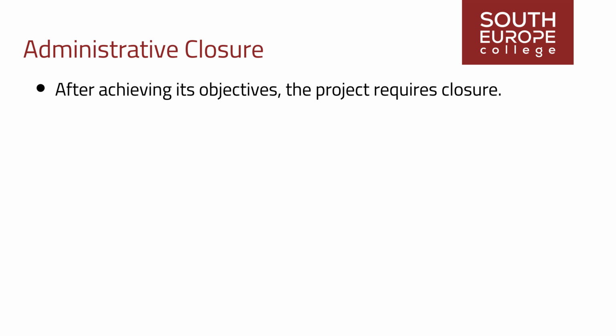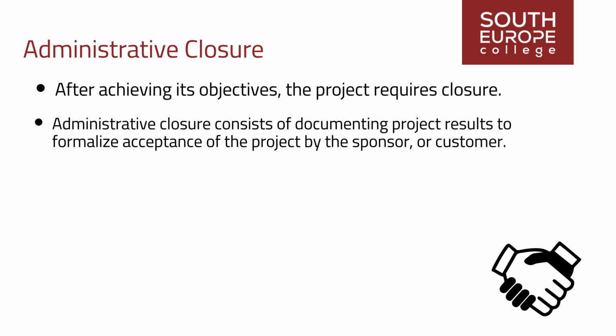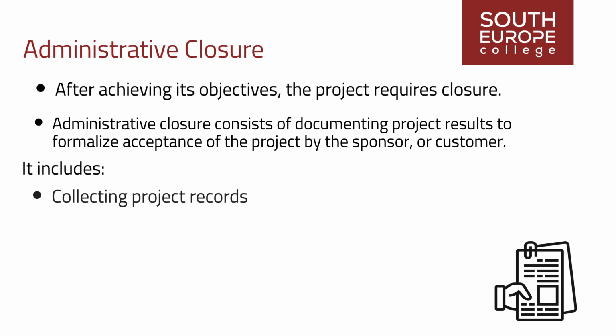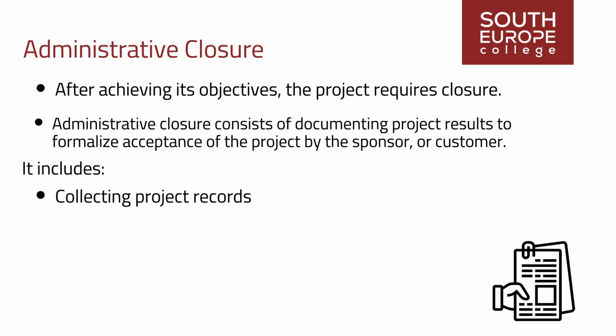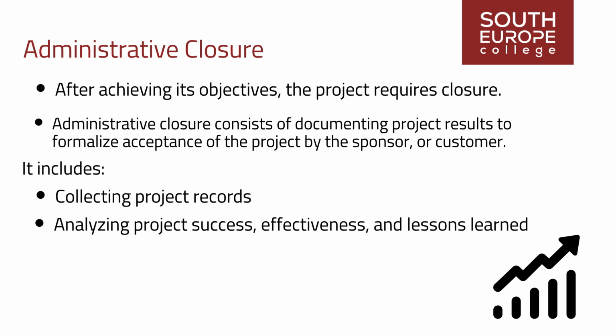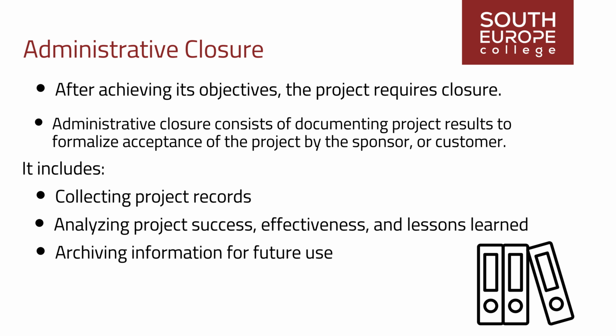After achieving its objectives, the project requires closure. Administrative closure consists of documenting project results to formalize acceptance of the project by the sponsor or customer. It includes collecting project records, ensuring that they reflect final specifications, analyzing project success, effectiveness, and lessons learned, and archiving such information for future use.